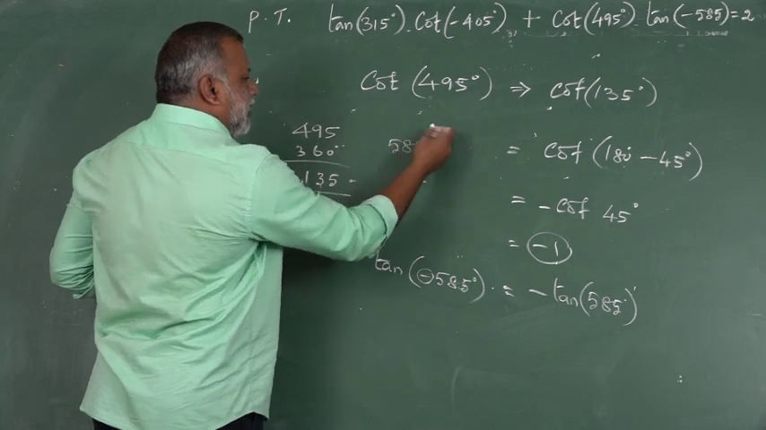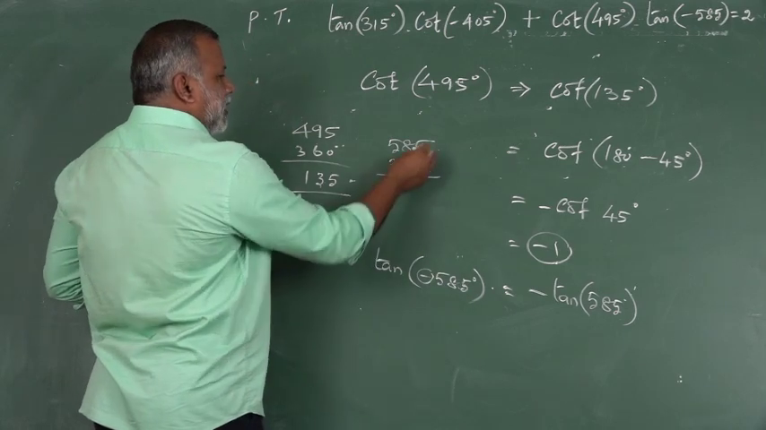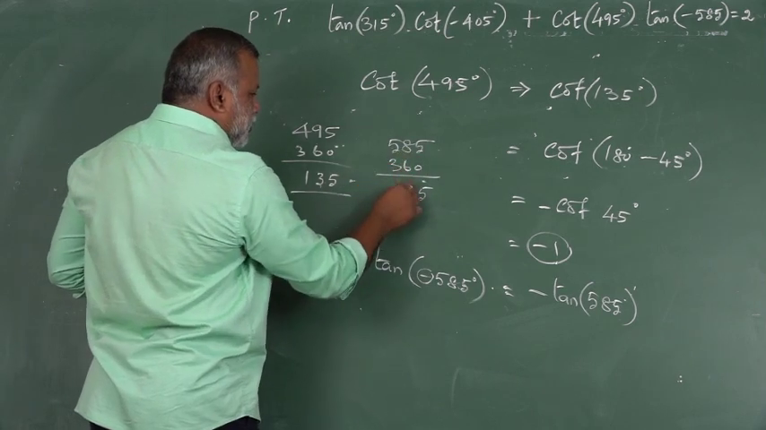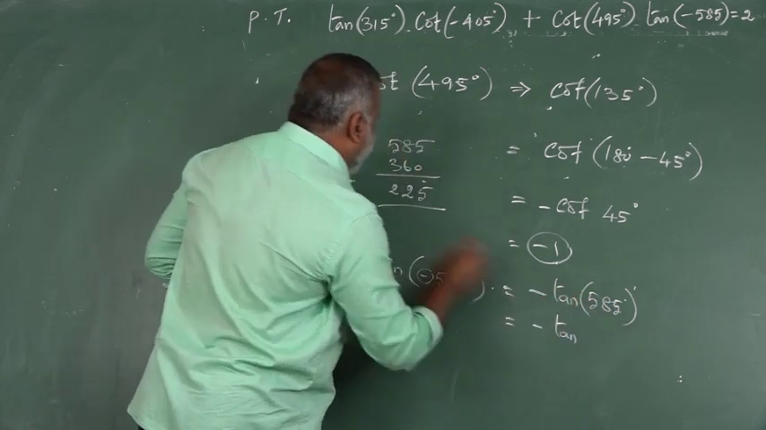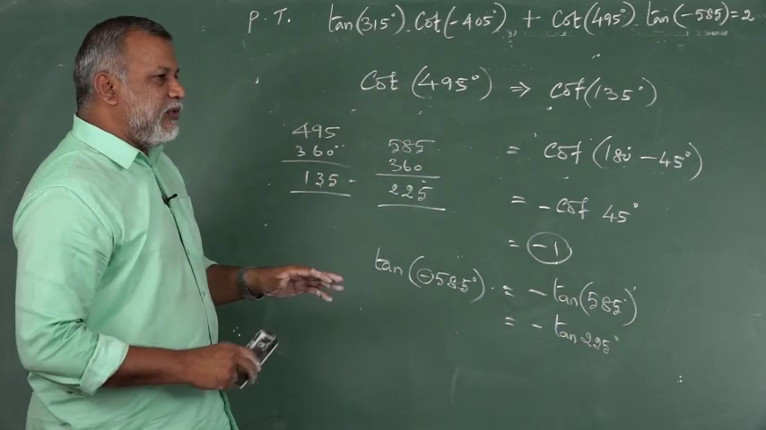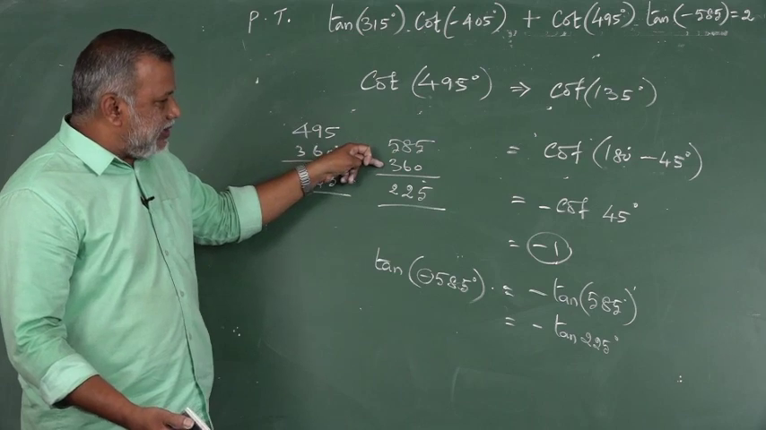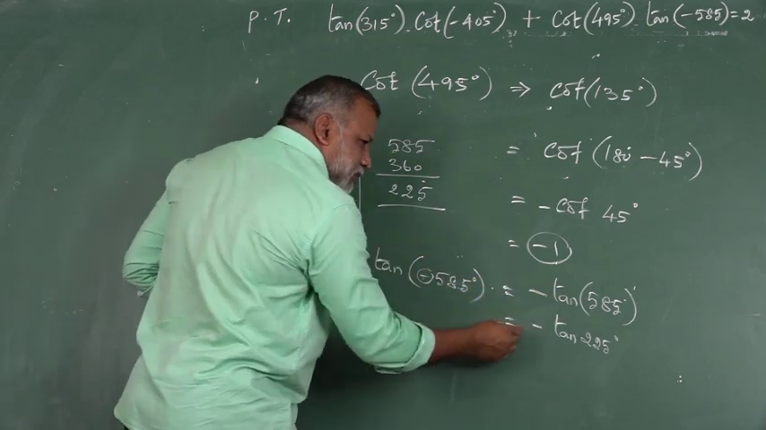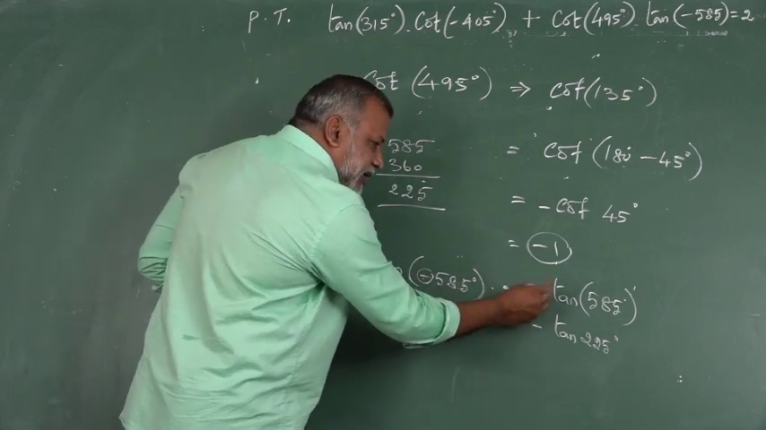585 means it has more than one rotation, so remove one rotation, that is 360. The remaining is 225. So 585 can be put in the form of tan of 225. Listen carefully once again: 585 has more than one rotation; remove 360, the remaining is 225. Now listen, this negative first comes out. For what reason? It emits the negative, so the negative comes out.